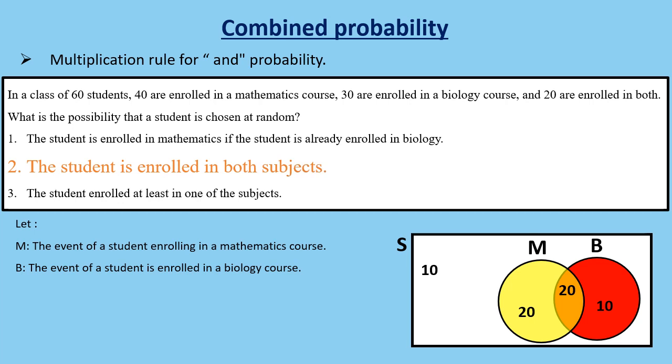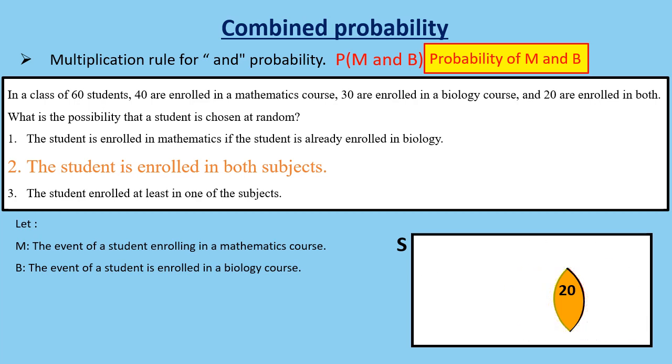The second request of that problem is a classic case for applying the multiplication rule for AND probability, which we write using mathematical notation as P(M and B), which we read as the probability of M and B. Let's first solve the problem using the Venn diagram before we talk about that rule. Since there are 20 students who study both subjects, the probability of M and B is equal to 20 divided by 60, which is equal to 1/3.